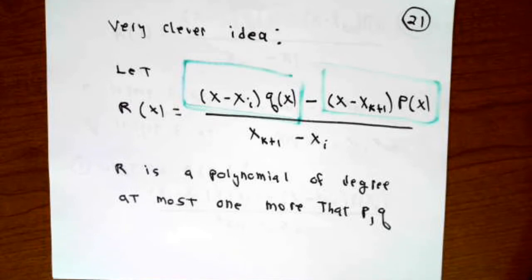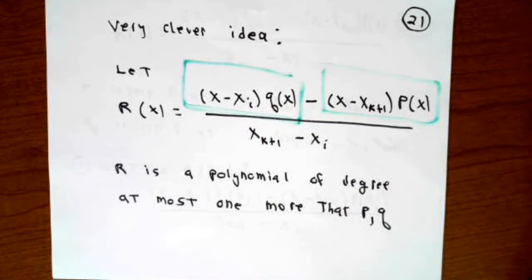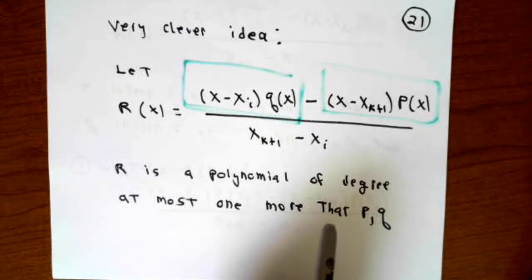We're going to make a new polynomial. We're going to call this r of x. R of x is going to be a fraction. The bottom of the fraction, though, is just a constant. It's xk plus 1 minus xi, which is not 0 because our data points are distinct in the x values.